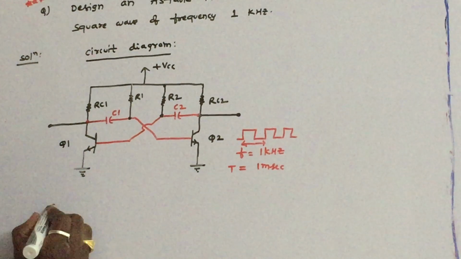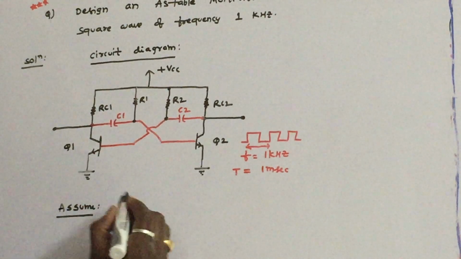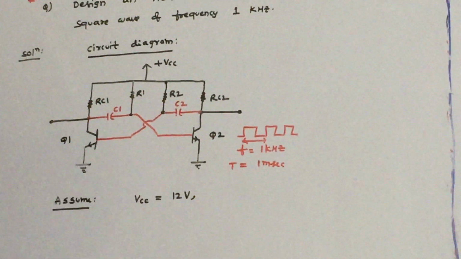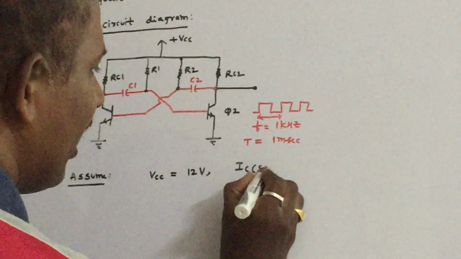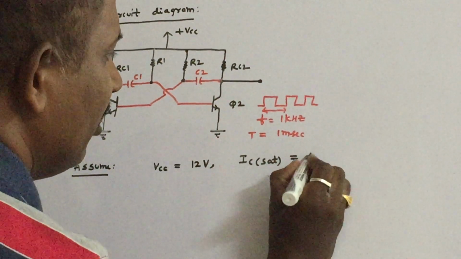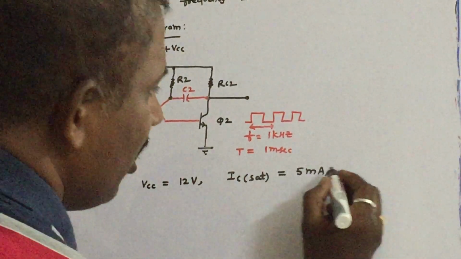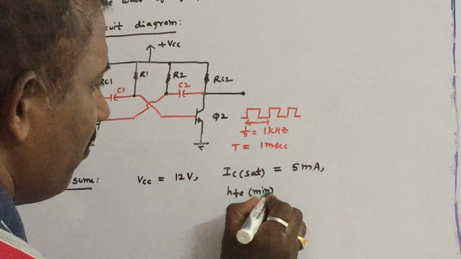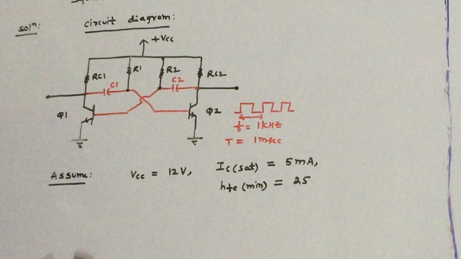So for this purpose, assume number 1, the power supply we have to assume, and taking the power supply as 12 volts. Let us say IC saturation is equal to 5 milliamperes. All these parameters are not given, so that's why I am assuming all these parameters. HFE minimum is equal to 20, or you can take 25, no problem.